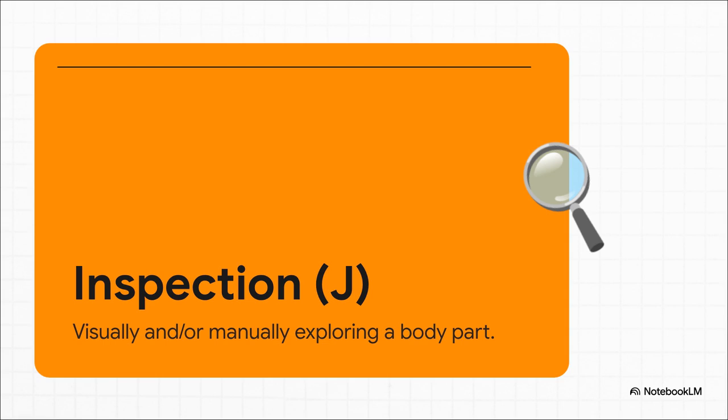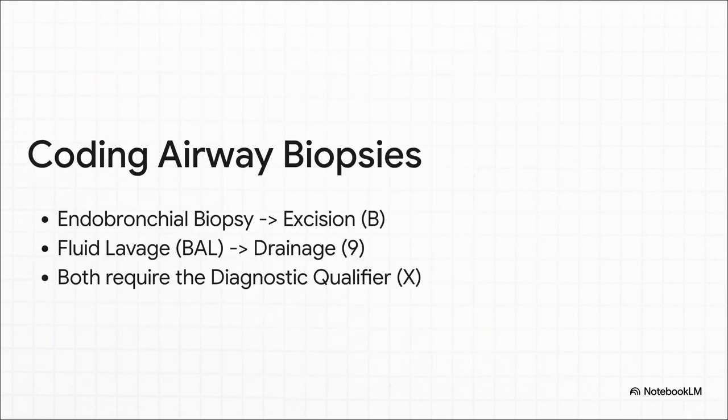Think of the root operation inspection as a pure reconnaissance mission. If a physician performs a diagnostic bronchoscopy where the sole objective is just to examine the tracheobronchial tree without cutting a single thing, this falls under inspection, which is character J. The scope goes in, takes a look around, comes back out without disturbing anything. Boom, just an inspection. But what happens when that reconnaissance turns into actual sample collection?